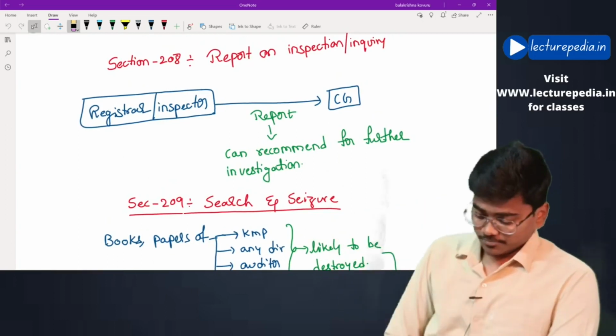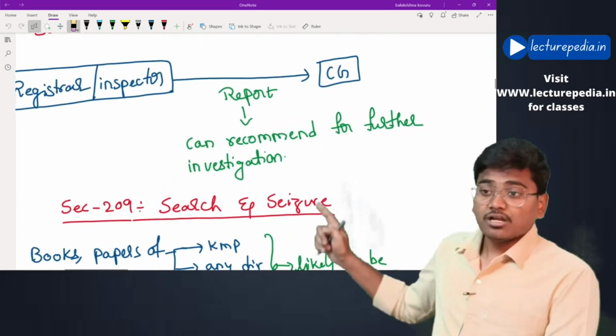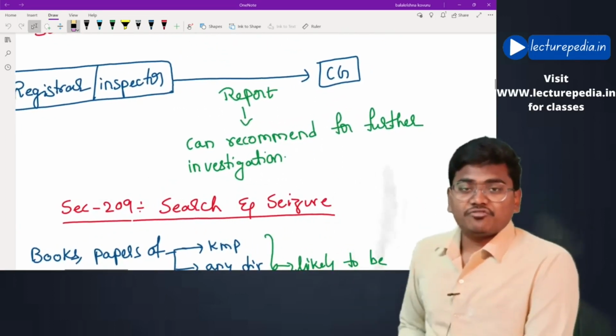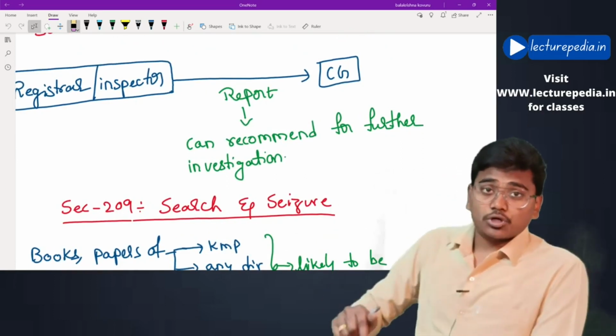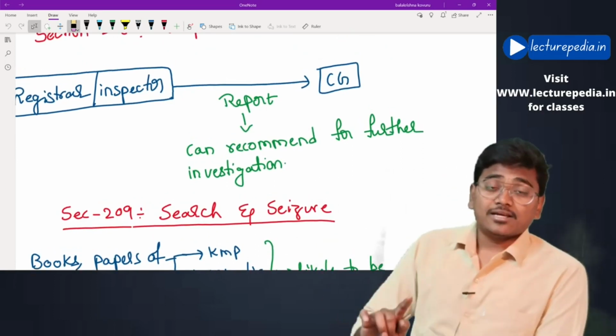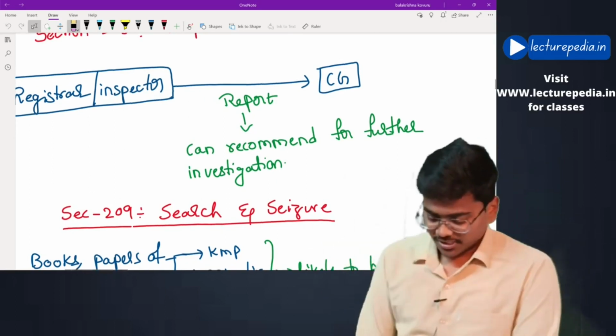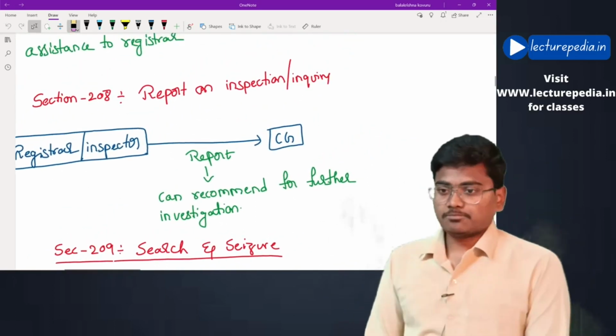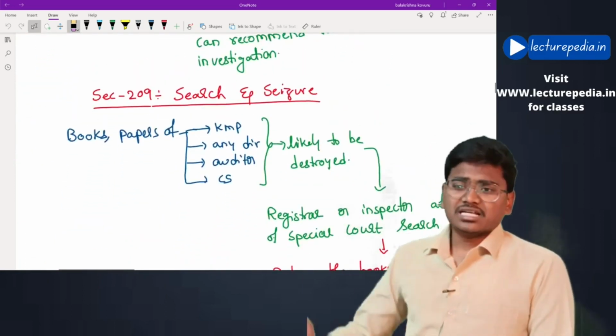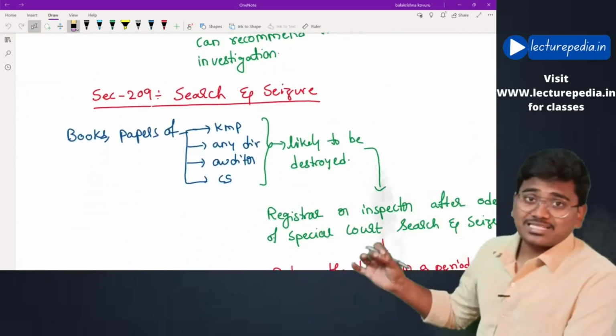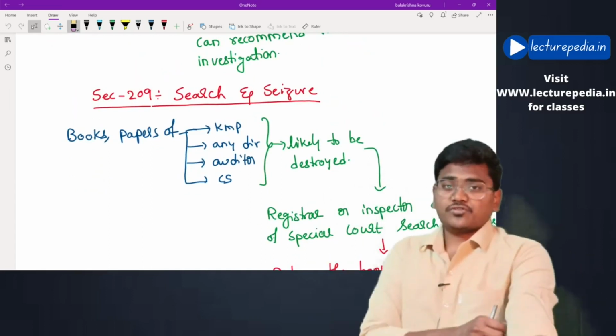In this report, they can recommend further investigation into the affairs of the company. The report under section 208 can recommend further investigation into the affairs of the company. Hope this is clear. Next, section number 209, search and seizure of books of the company.